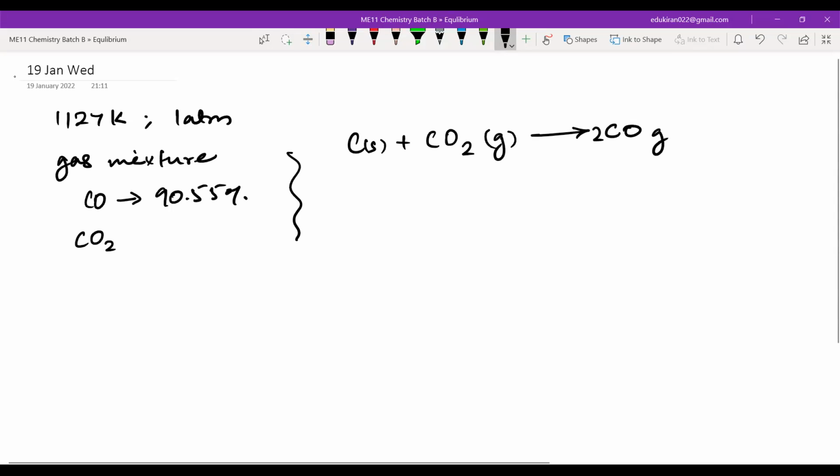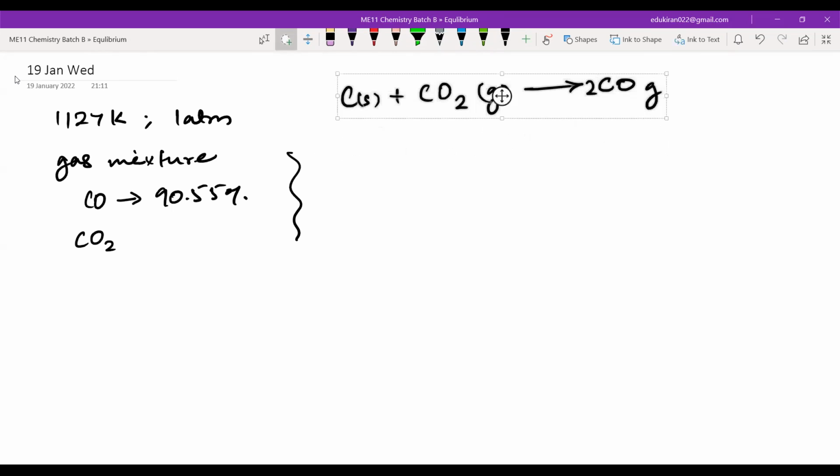So see how this question, yeah, this question is a bit lengthy. You need to know what things you have to do in this question. It's not very straightforward. So first of all, I will calculate the mass of CO2. So we have a gas mixture. In that gas mixture, they are saying that 90.